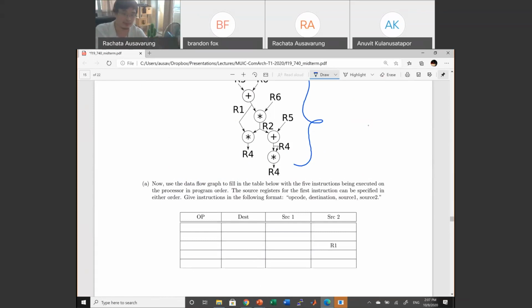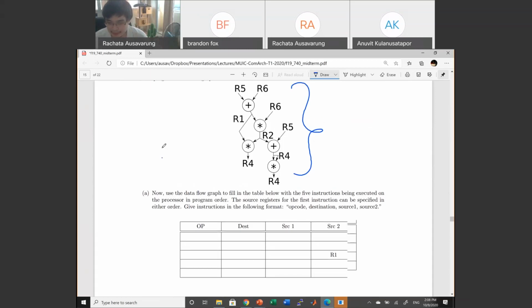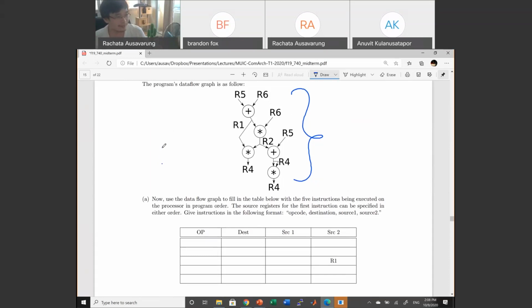Should I do one of them and we do the rest together, or what works best for all of you? So let me do one of them. If you look at this data flow graph, what is the first instruction?